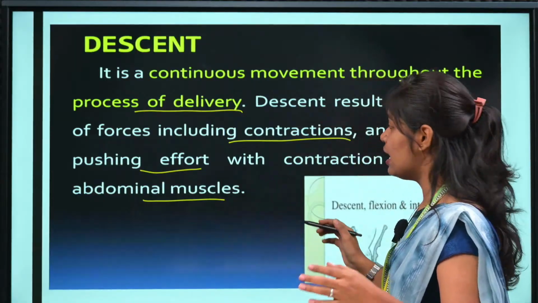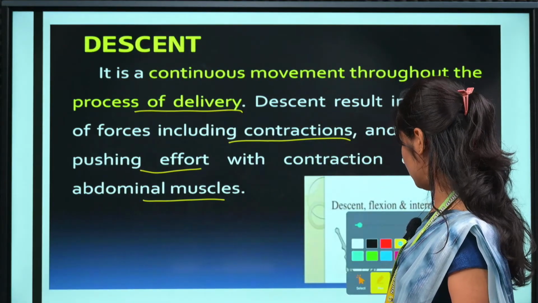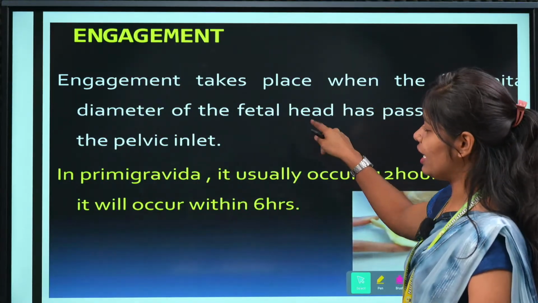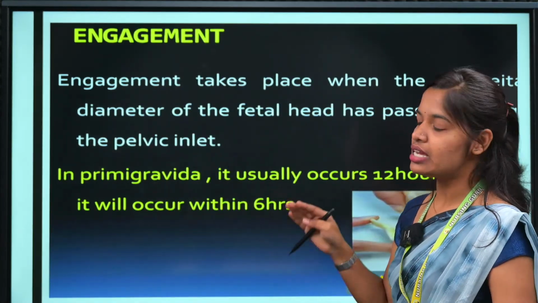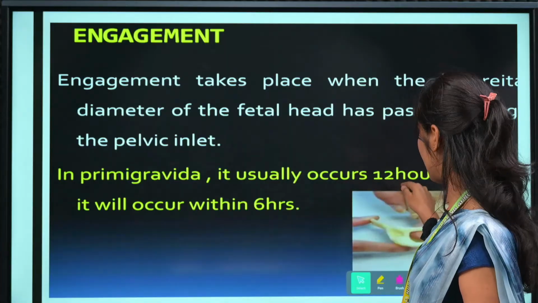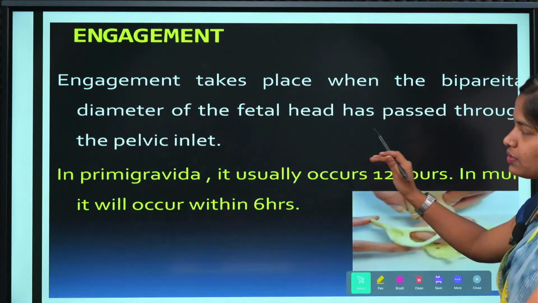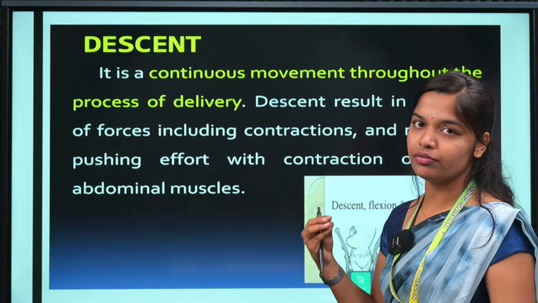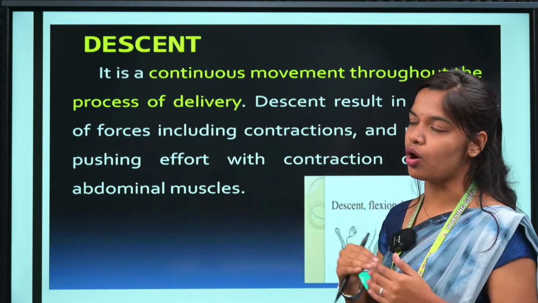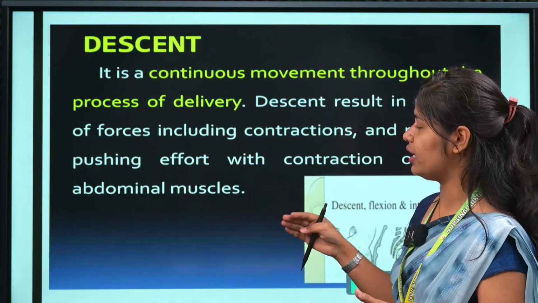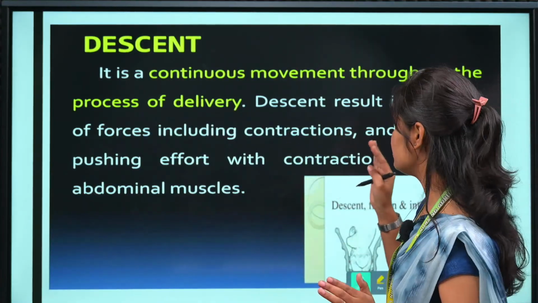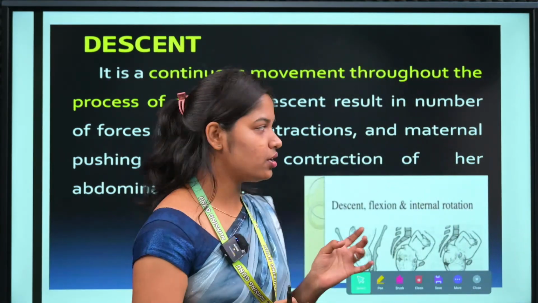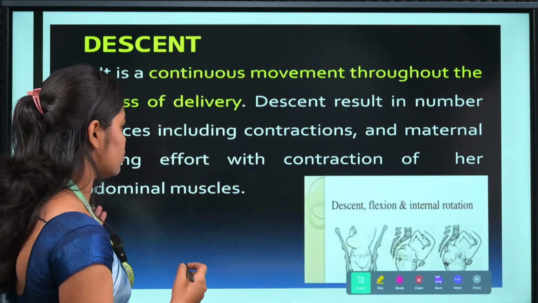First one is engagement. In engagement, the biparietal diameter of the fetal head passes through the inlet. It occurs in primigravida at 12 hours, in multigravida at 6 hours. This we call engagement. Descent means the continuous movement of the fetal part of the body throughout the labor or delivery. Descent occurs based on the uterine contraction and the abdominal muscle contraction of the mother.